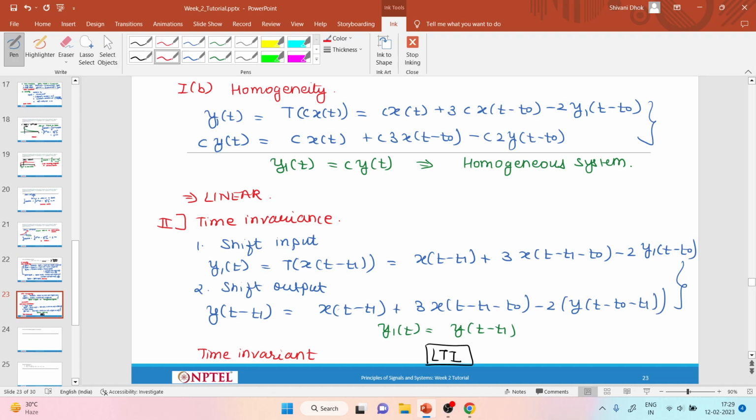I am assuming that this y1 of t is the output of the system when I'm shifting the input. And then I'm analyzing, if I shift the entire output, then what is the equation that I am getting? And after that, I am comparing these two equations term by term. And from that, I am concluding that this y1 of t is equal to y of t minus t1.